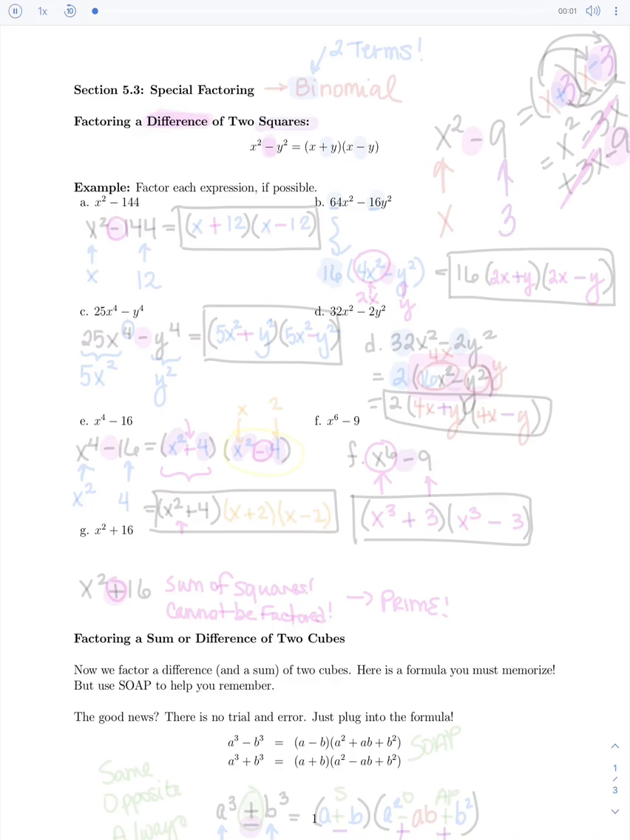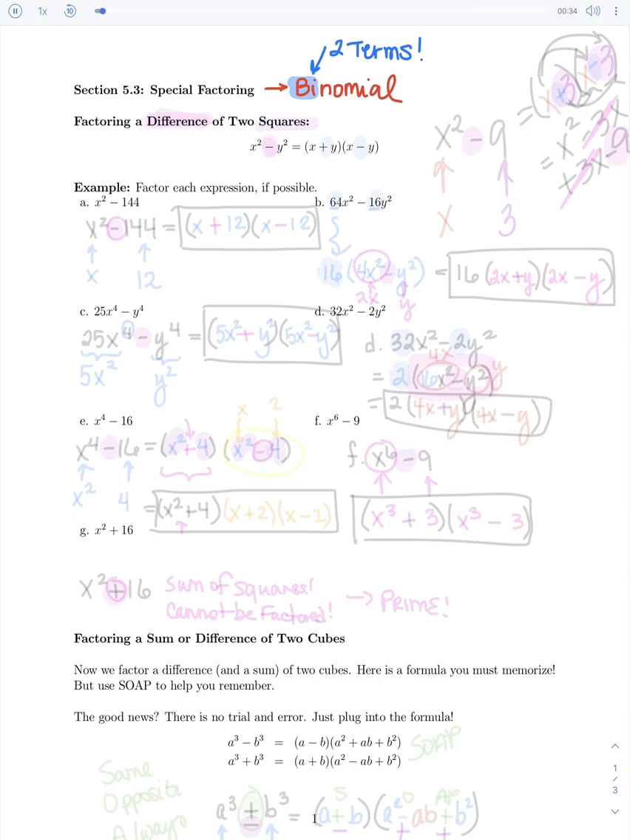In section 5.3, what we're going to look at is special factoring. We're going to specifically look at factoring binomials. And what are binomials? Well, the key or root word there, bi, means two terms.